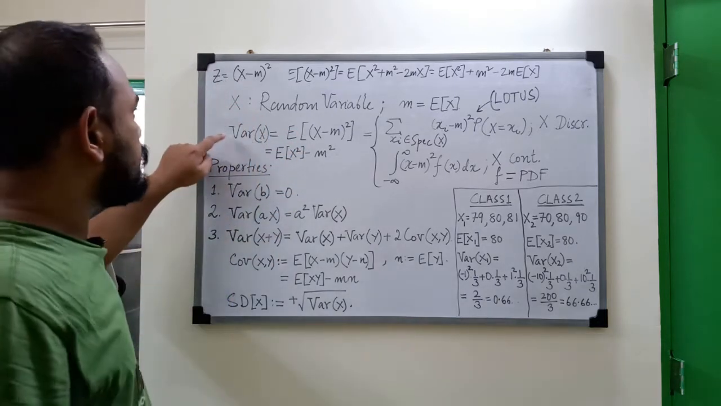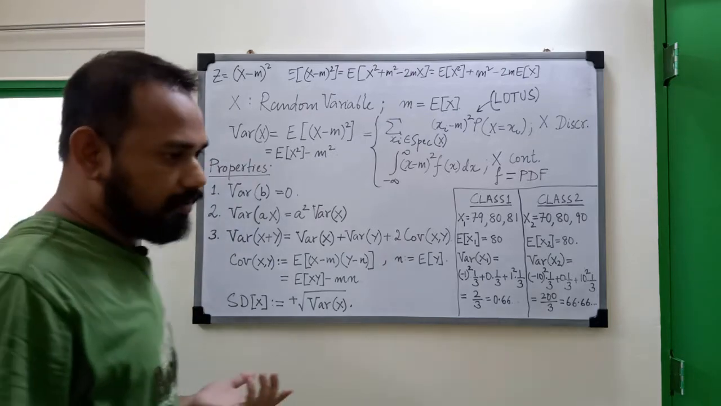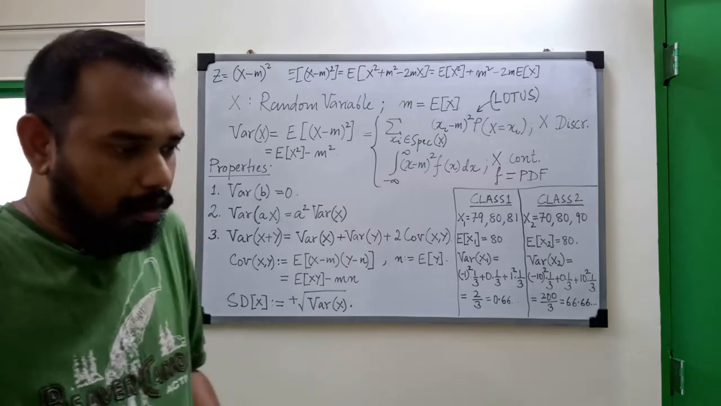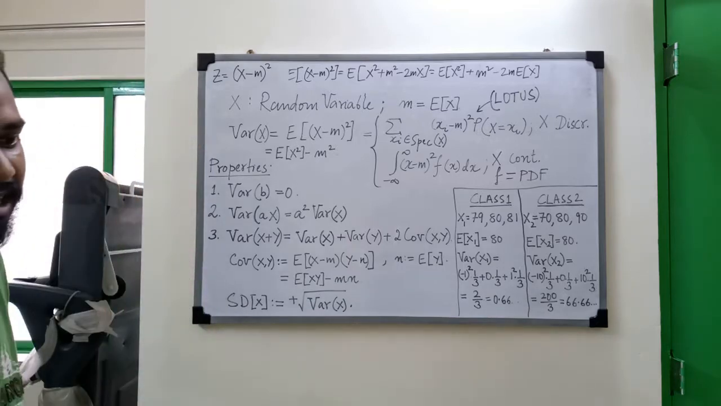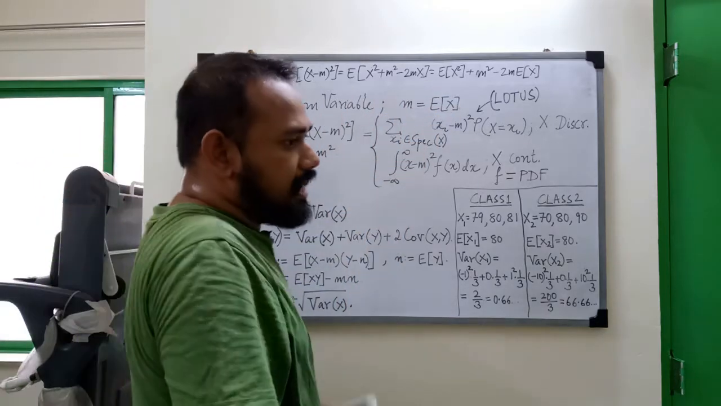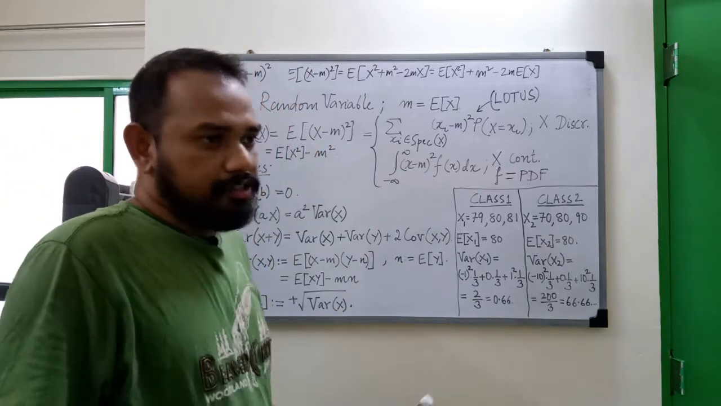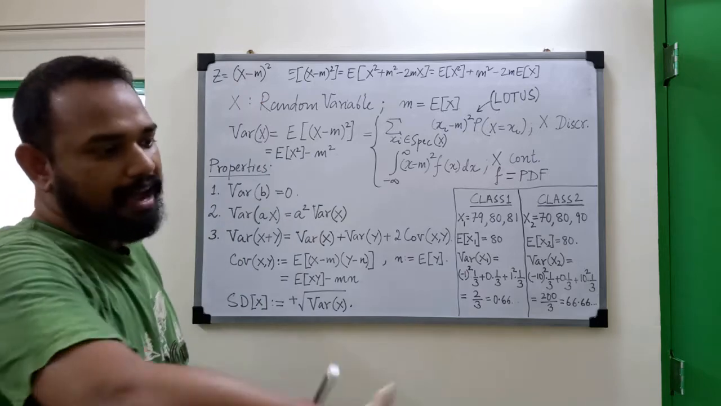Now, why do we need variance? As I said right in the beginning of this lecture, it's digging more into how a population is behaving, or how the values of X are behaving. Is it enough to know the average of some values of a population?